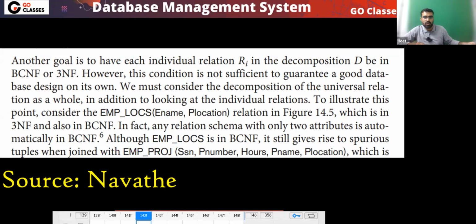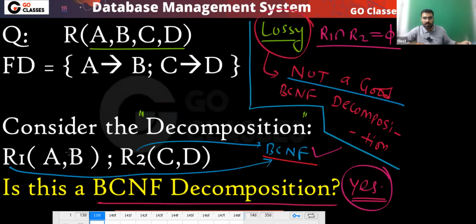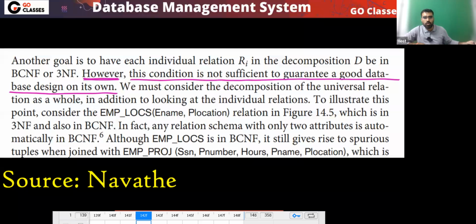This is the source from Navathe. Another goal is to have each individual relation in BCNF. Each individual relation in the decomposition must be in BCNF. However, this condition is not sufficient to guarantee a good database design. Is this clear to everyone? So remember, each individual relation must be in BCNF or 3NF. In this example, R1 is in BCNF and R2 is in BCNF, so I can say it is a BCNF decomposition, but it is not a good database design.